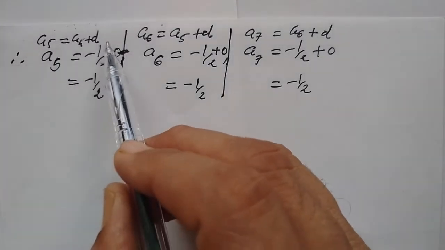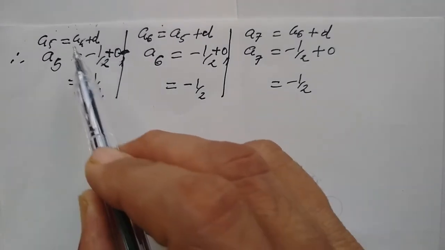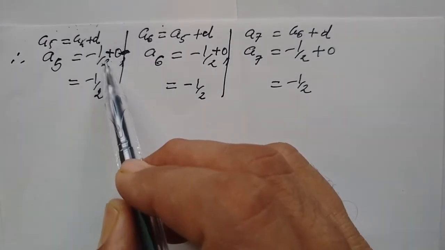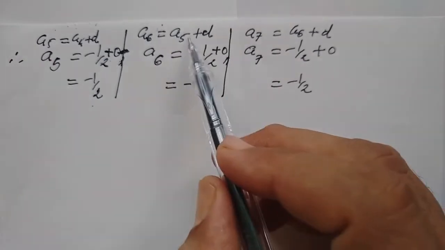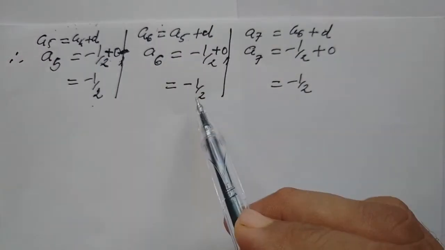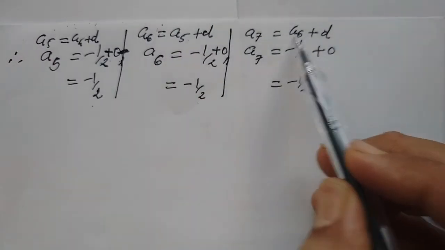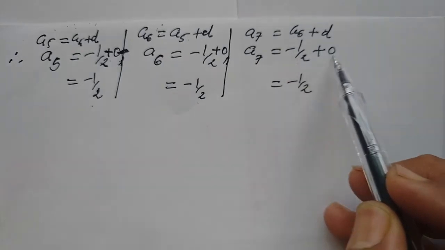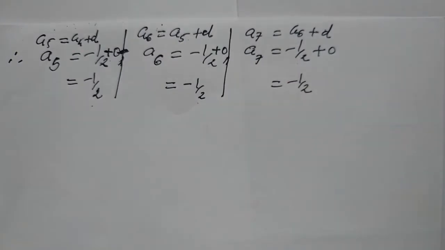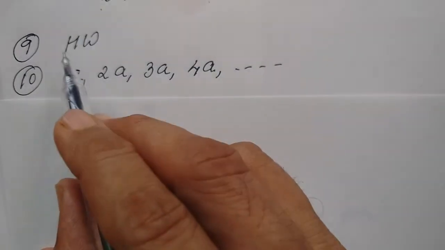Now children, we have to find out 3 more terms. A5 is A4 plus D, minus half plus 0. A4 is minus half, 0, minus half. A6, A5 plus D, minus half, 0, minus half. A7, A6 minus half plus 0, minus half. Okay. Question number 9, homework.